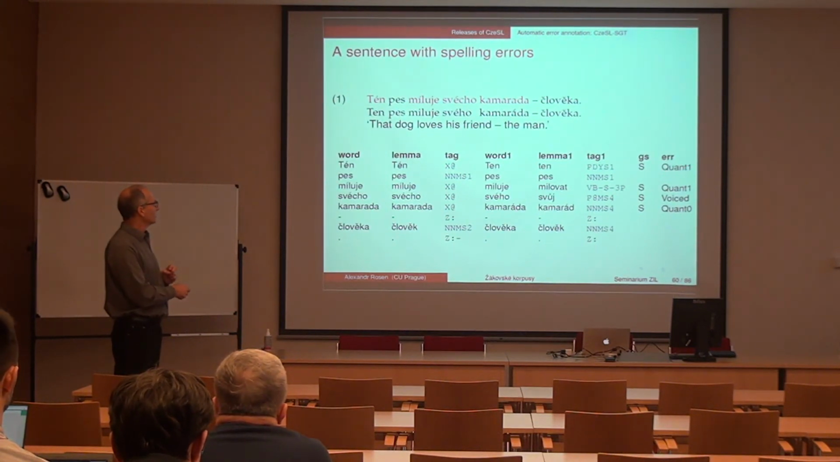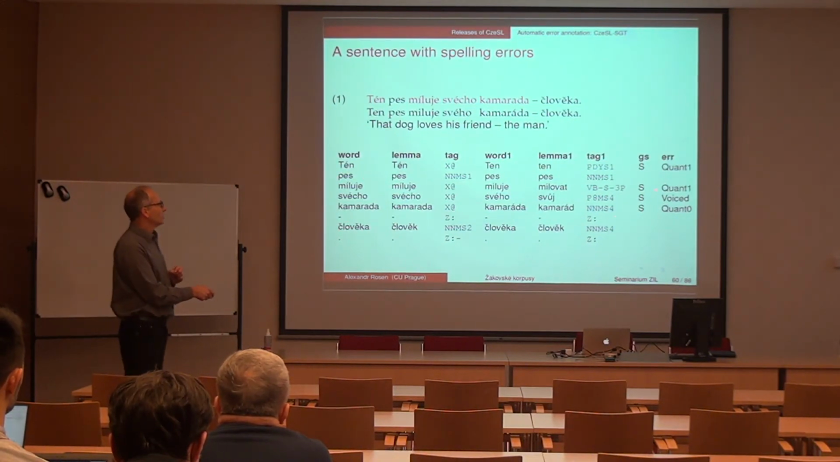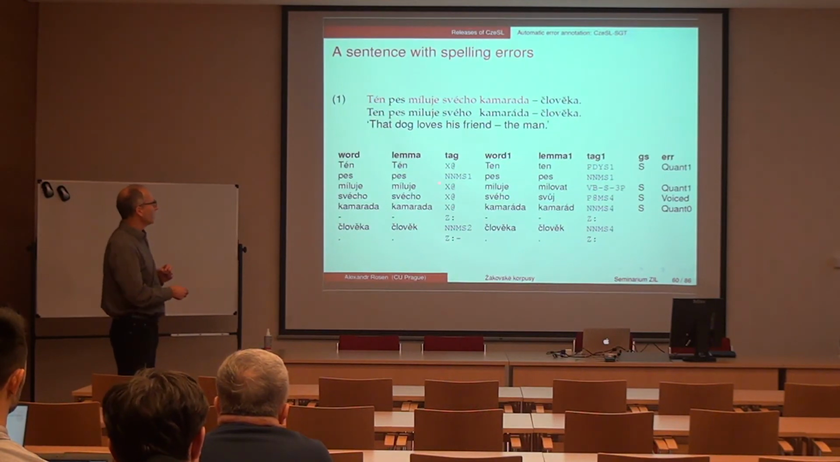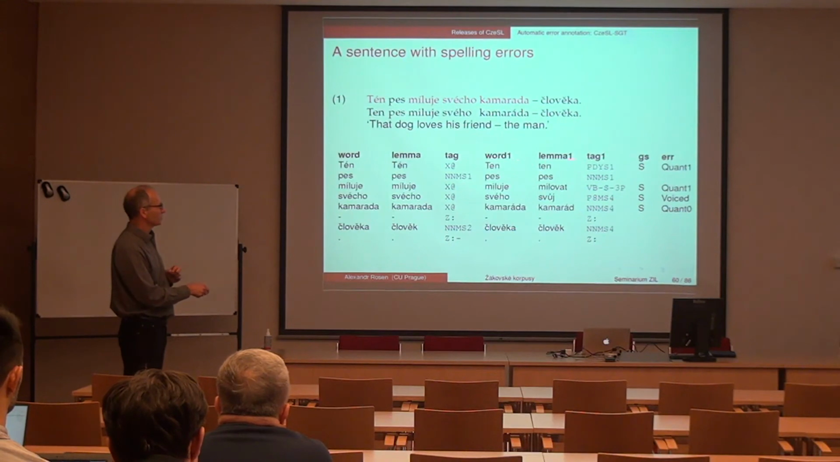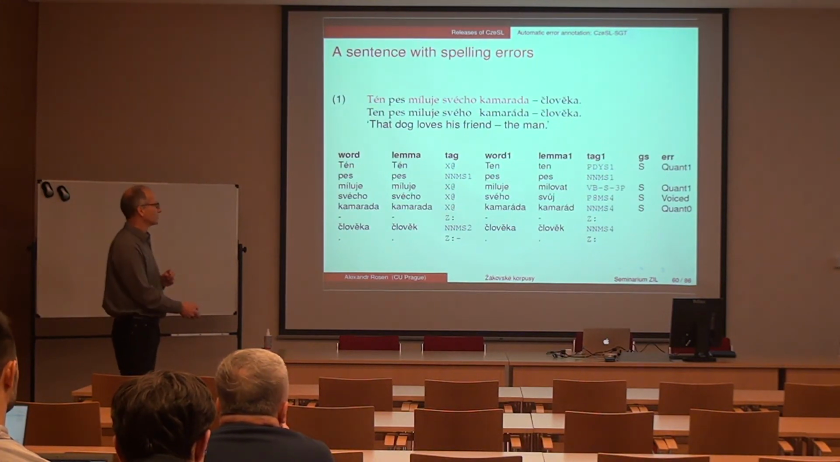And "ten pes miluje svého kamaráda člověka." So actually only this form is correct, and "pes" is correct. And here are the error labels. And here are the tags and other annotation for the lemma and tag for the corrected form. So this is really correct, and this is the original.